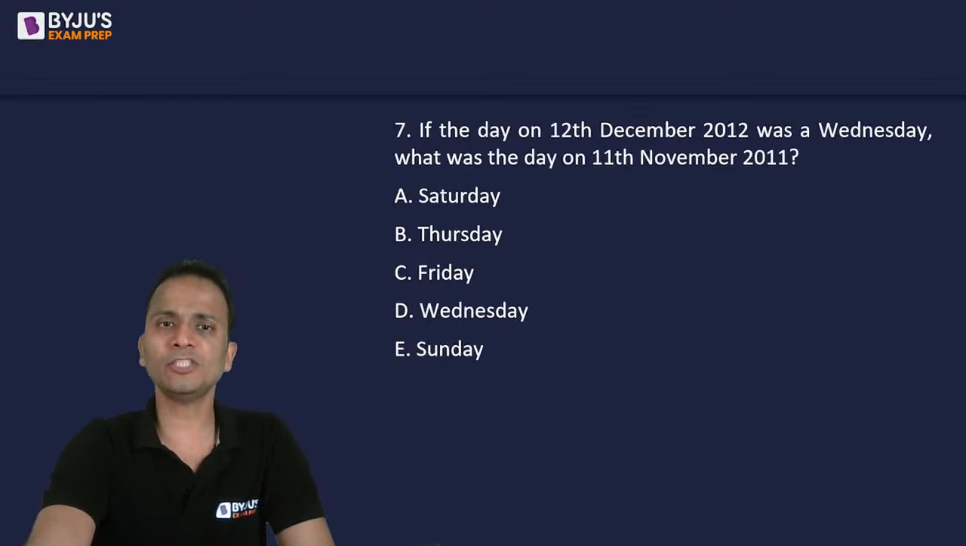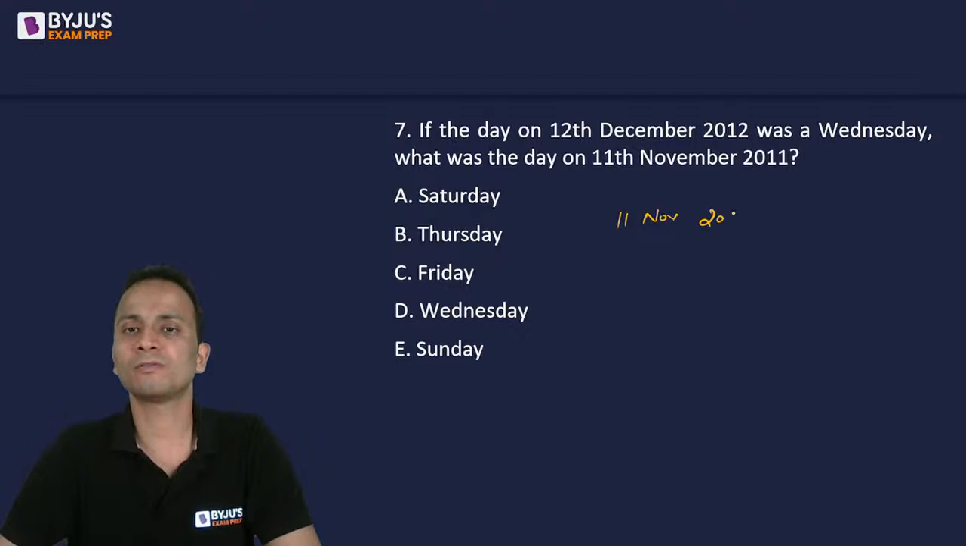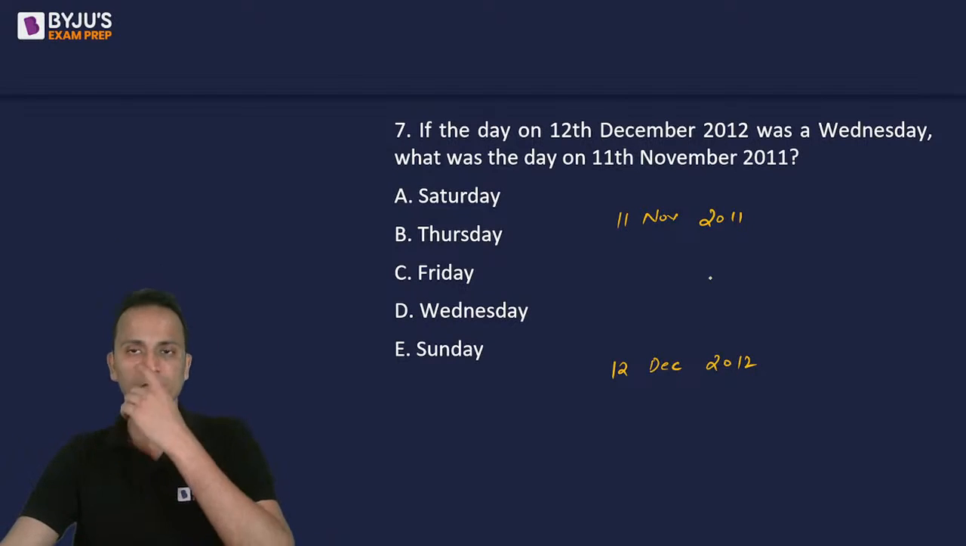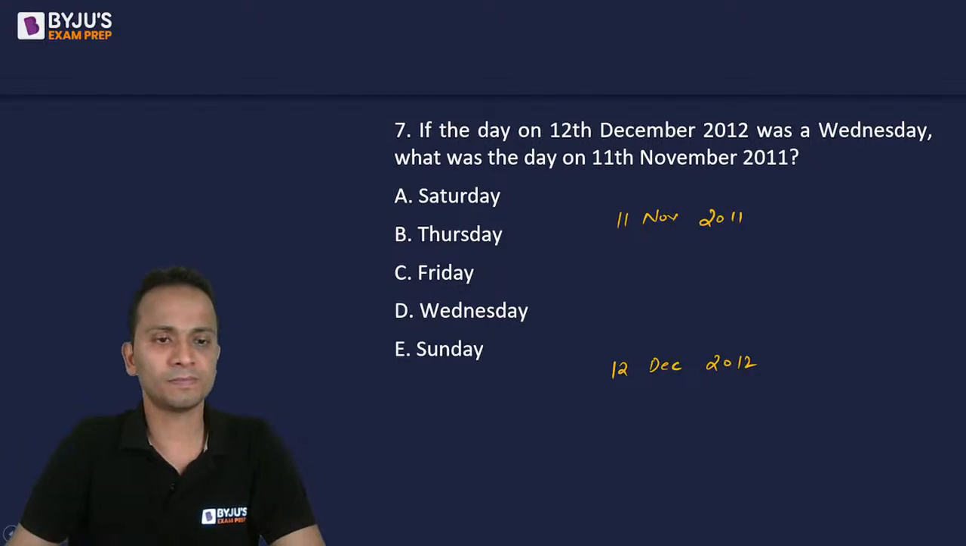Okay. Next question, question number 7. If the day on 12th of December 2012 was a Wednesday, then what was the day on 11th of November 2011? Similar type of question. So we just need to calculate the number of odd days between the two given dates.